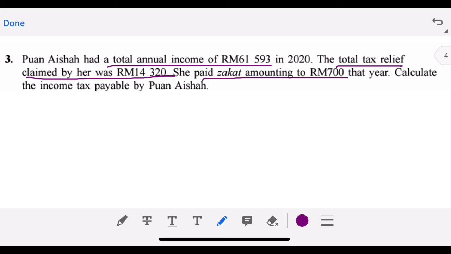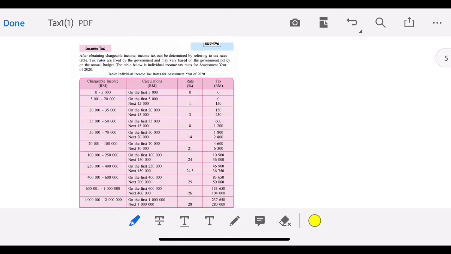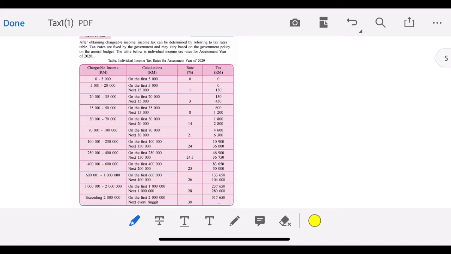So let's see how to do the calculation for Aisha's income tax. Basically, when we see this question, we actually have to study first before we do any calculation. So let's go through the table first before we come back to this. So this is the table.